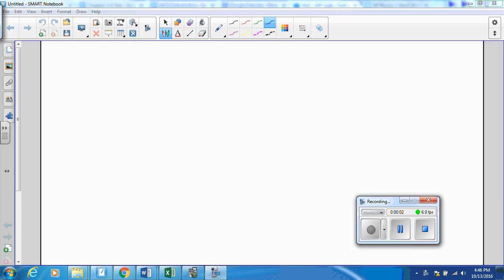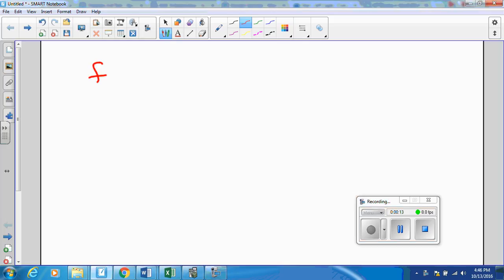Well, hi guys, I wanted to do a couple of quick examples of finding derivatives. And before I do, let's review what our derivative means and how we compute it.